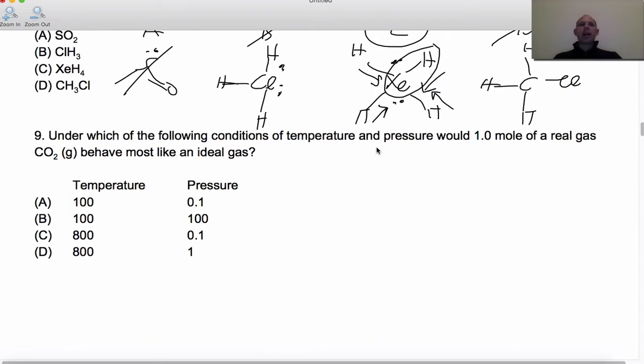Okay, we want gases to expand. And gases are going to expand when they have a really high temperature. So it's going to be one of these two. And they're going to expand when the environment is not pressurizing them. So that's why the answer to this is going to be C.